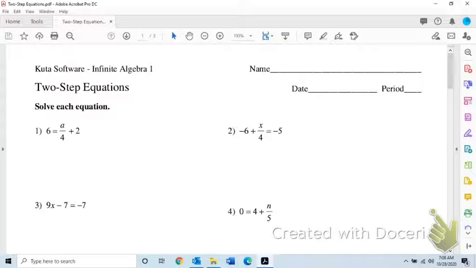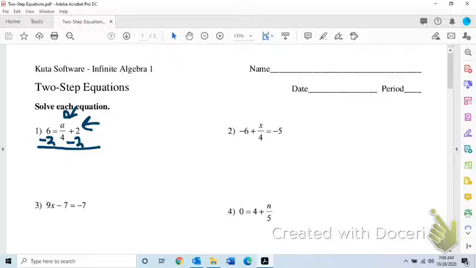Okay, so we're back. Number one. Keeping in mind that what we're trying to do here is isolate our variable, and we want to move from the outside in. Want to get rid of those numbers furthest away from the variable first. So we have that +2 we need to get rid of. So we're going to use the inverse operation of subtraction. Always remember, if we do it to one side, we've got to do it to the other side.